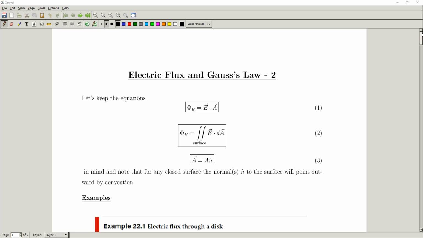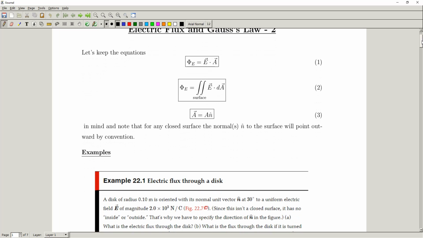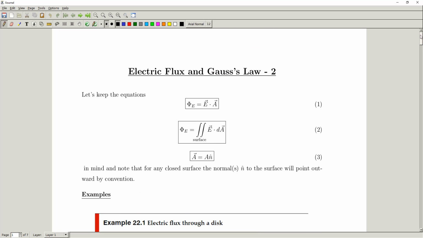So let's start off by keeping in mind the three equations that we went over last video. Our equation for electric flux, where we don't really have to worry about integration. Then the one where we are integrating because our electric field is not necessarily uniform. And then let's remember that we now think of areas not as scalars but as vectors, with the magnitude of the scalar we used to think of, but pointing in a direction normal to the surface. And this is something that I didn't mention in the last video, but we also want to note that for any closed surface, our normal vector will always point outward. I probably should have mentioned it.